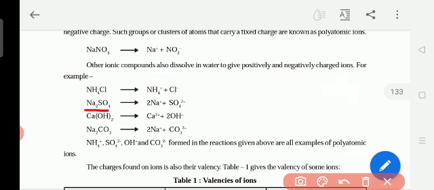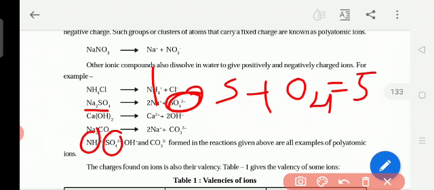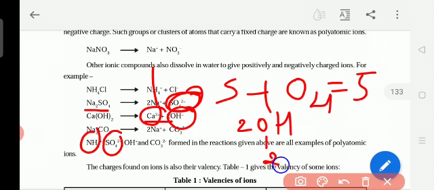Na2SO4: sodium is a single atom, but in SO4 we have sulfur and four oxygens. Altogether 5 atoms are there in this group, so it is also a polyatomic ion. And one more thing: Ca(OH)2. Calcium is only one atom. With the 2 outside, we have oxygen 2 and hydrogen 2, so altogether we have 4. So it is also a polyatomic ion.